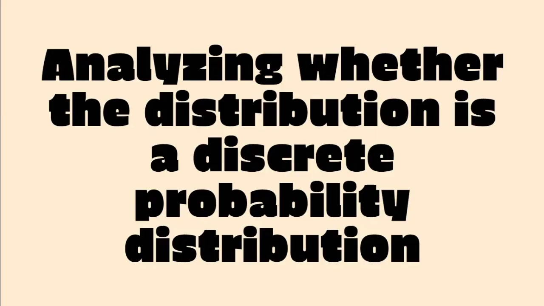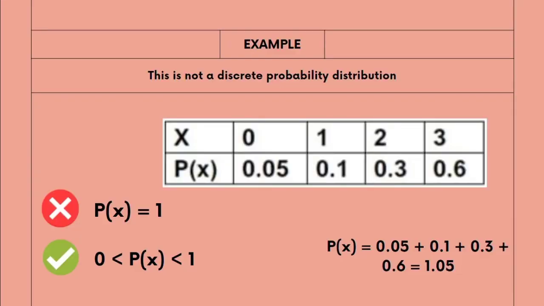Now, let us analyze a few examples of distribution and determine if it is a discrete probability distribution or not. Remember the two properties? The sum of all probabilities should be equal to 1 and its probability should be greater than or equal to 0 and less than or equal to 1. So, for the first example, each probability is not lower than 0 or greater than 1, so it possesses the second property. Now let us get the sum of all probabilities.